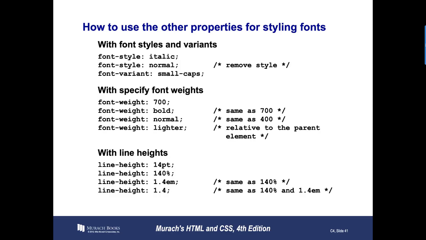Look at the font style. You have italic and normal, and small caps for font variant, by the way. So italic or normal. And then with font weights, you can have numbers. I believe they go from 100 to 900. Just so you know, you can do font-weight bold, font-weight normal, which is 400. They give you that. And font-weight bold is 700. And you can say font-weight lighter, relative to the parent element, all right? I usually use the font weight with numbers or font-weight bold or normal, okay?